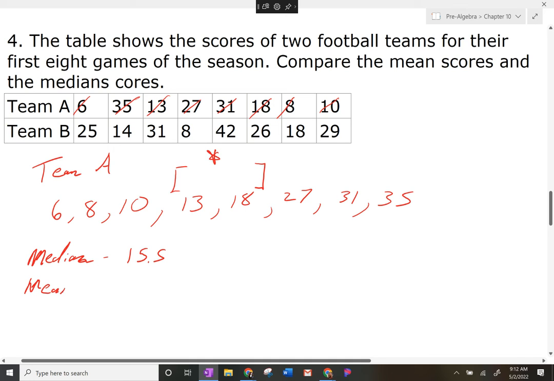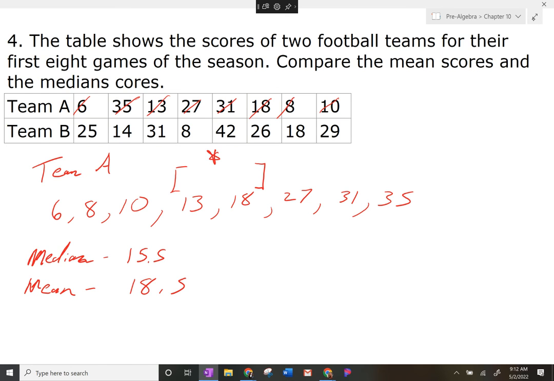And then to find the mean, what do we do to get the mean, everybody? Add all of them and then divide it by 8. So you should have 6 plus 8 plus 10 plus 13 plus 18 plus 31 plus 35. Austin, what'd you get? I got 18.5 as well. So the mean, the average score that Team A scores every single game, you can expect them to get about 18.5 points per game.